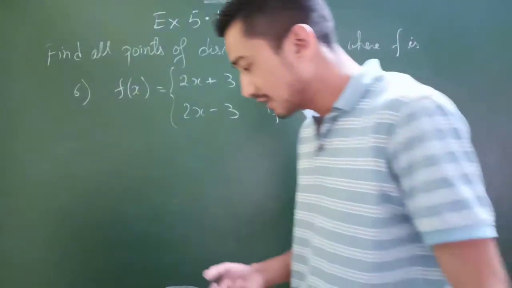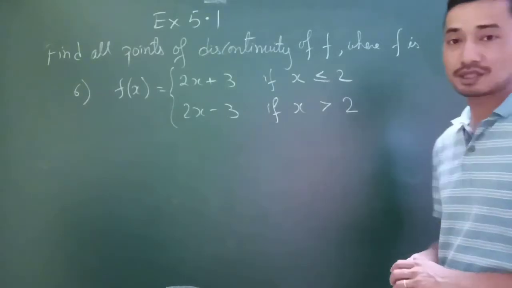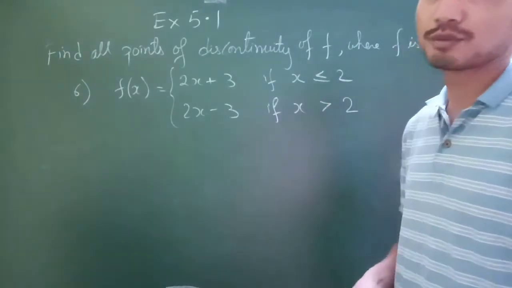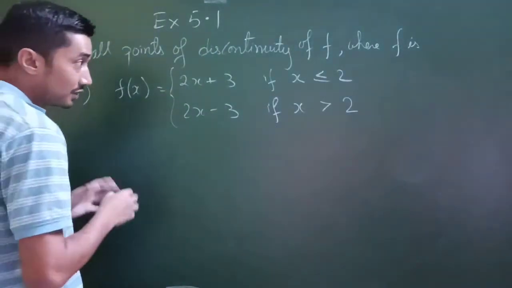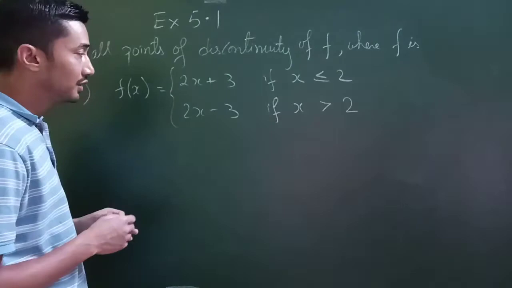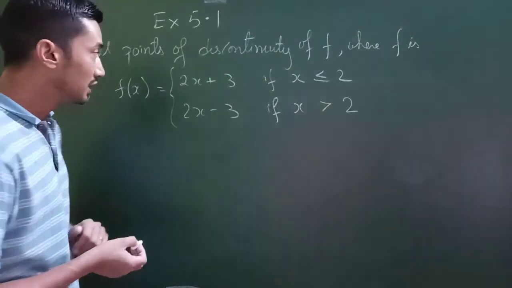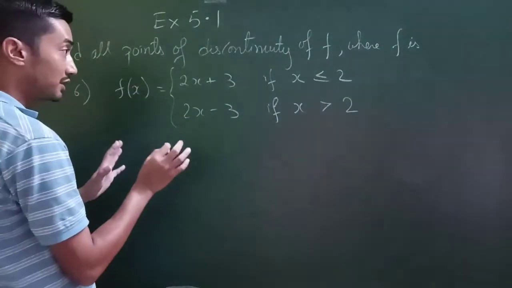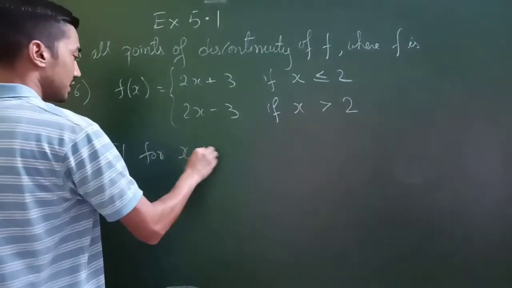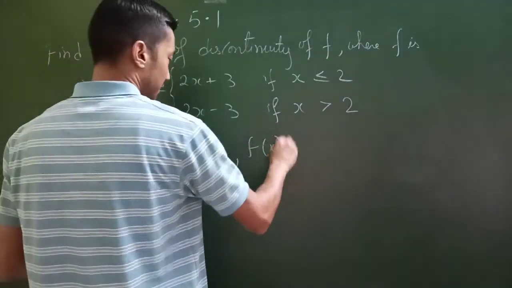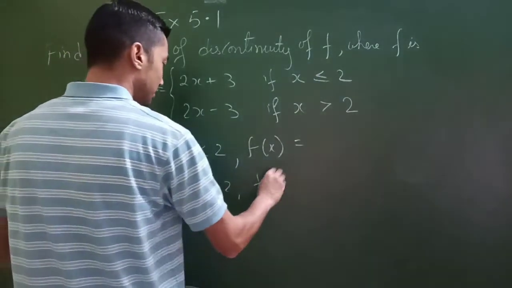The question is: find all the points of discontinuity of the function f, which is given by this value. That's question number 6 from the NCERT textbook. Now the previous video comes into play here, where I had given some algebra of functions. Solution: for x less than 2, what is going to be my function? And for x greater than 2, what is going to be my function?